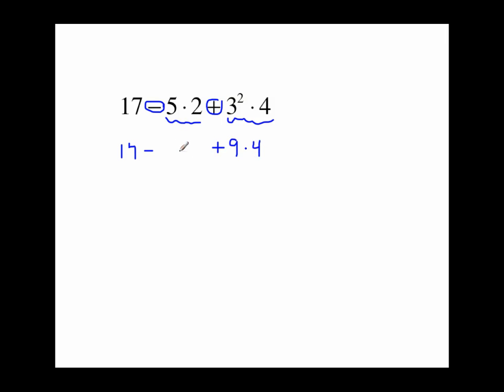Technically, this 5 times 2 happens after the exponent. I have evaluated that exponent, so I could go ahead and multiply the 5 times 2 right here. Because of doing the circling of the minus and plus, I have separated the problem out to where the 5 times 2 basically stands alone. Now, if I finish out the last part, 9 times 4 is 36. I'm down to all addition and subtraction. I'm going to work my way left to right. 17 minus 10 is 7, plus 36 gives me 43.